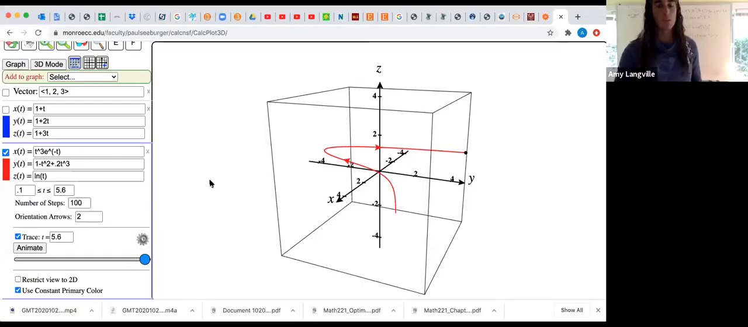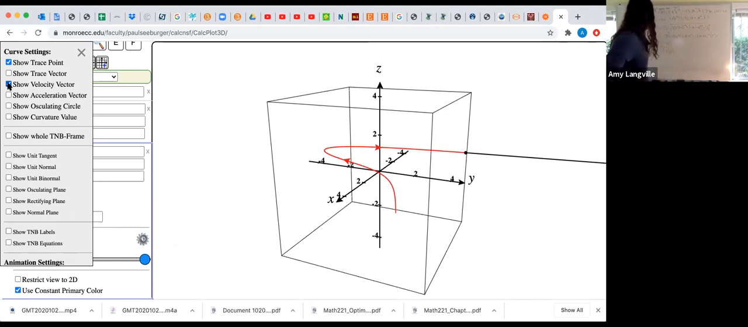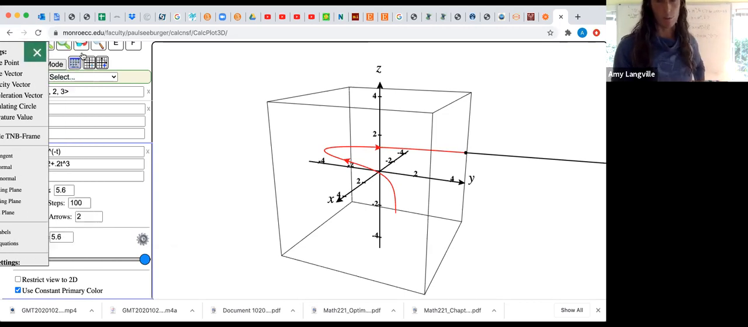Okay, so our fly space curve is already in there, and we go to the gear setting and see some other things about this. We've already talked about the trace point, the trace vector. The velocity vector is your tangent vector. It's not normalized though, so it's not the capital T. It is longer than that. That's just your derivative. This one here. And you can show that. Let's just start with that one thing at a time.